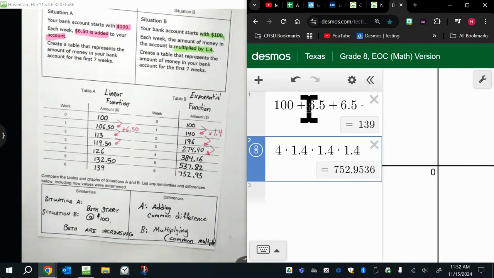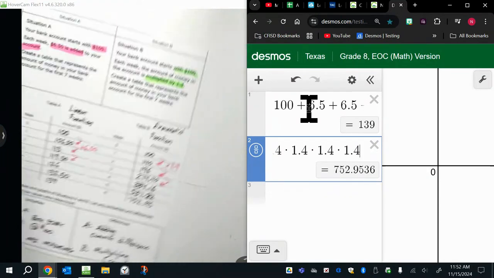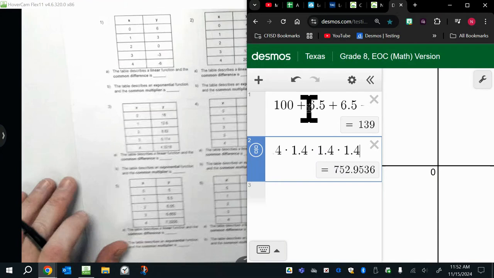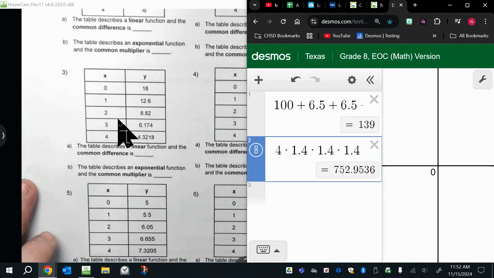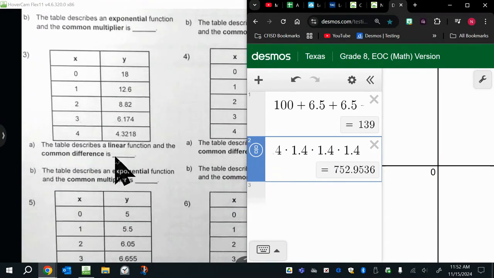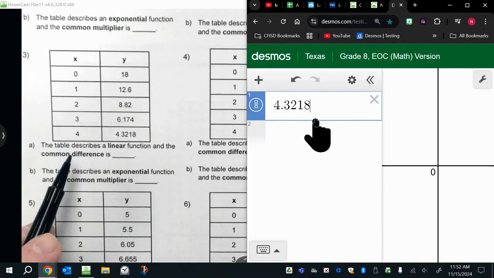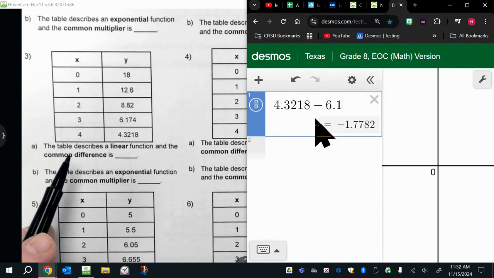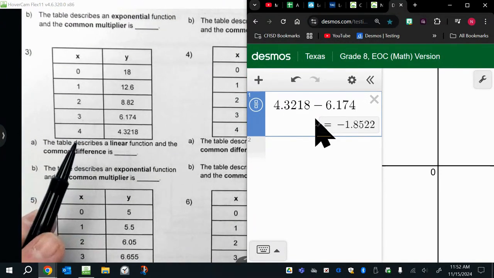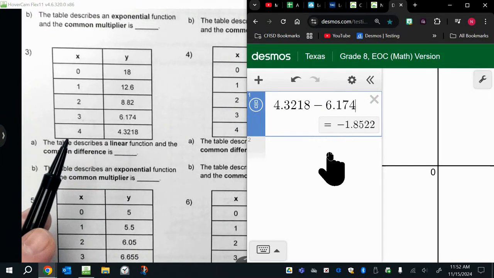All right, let's take a look at one problem on our assignment, so that way you can understand a couple other things. So let's look at example 3. And the question is: is this linear with a common difference, or is this exponential and it has a multiplier? Well, how you determine this is you start from the bottom. So you take this 4.3218, and if it's a common difference, I'm going to subtract the number before it. And that tells me negative 1.82.